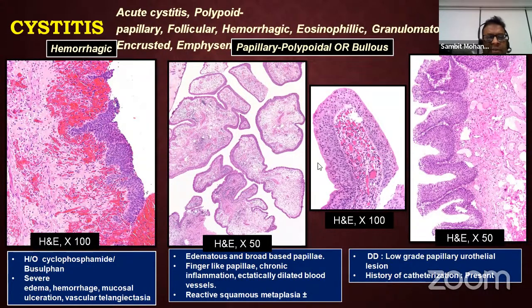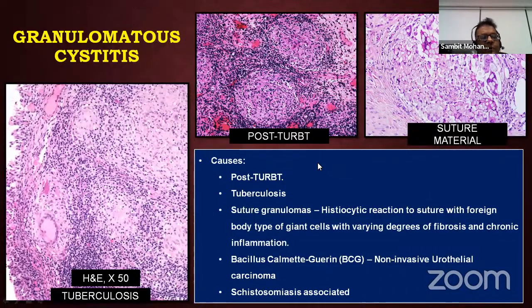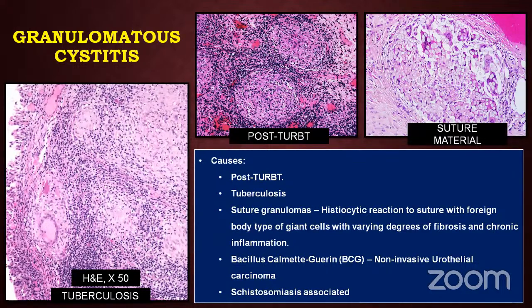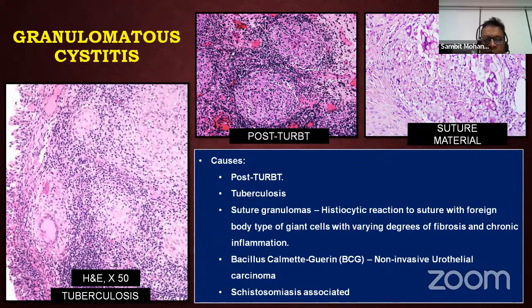Then granulomatous cystitis. When you see granuloma in a bladder, you look for whether the granulomas have necrosis or not. The most common instance is the post-TURBT or the post-BCG setting. Second is tuberculosis, suture granulomas, histiocytic reaction to the suture. For non-muscle invasive urothelial carcinoma, BCG is a treatment. First should be given BCG. So in those cases, post-BCG, you do see granulomas, and schistosomiasis.